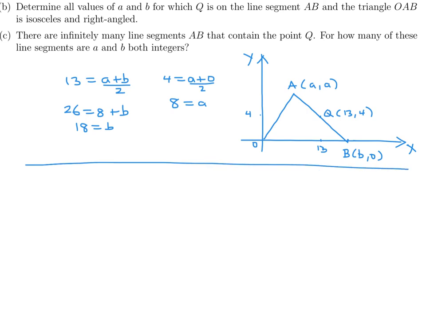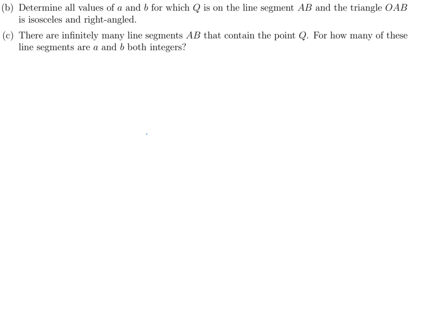Let's see here. Determine all values of a and b for which Q is on the line segment AB and triangle OAB is isosceles and right angled. So I think we have a few scenarios here. Scenario 1, scenario 2, and then a scenario 3 also. And let's go through each one. So the first scenario is when OA is equal to AB. Sorry, that's what I meant to say.